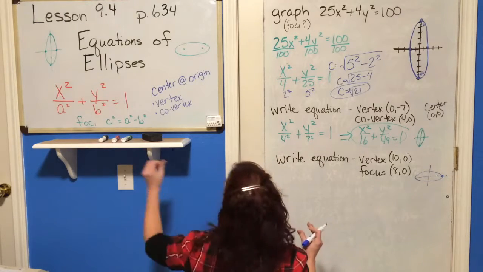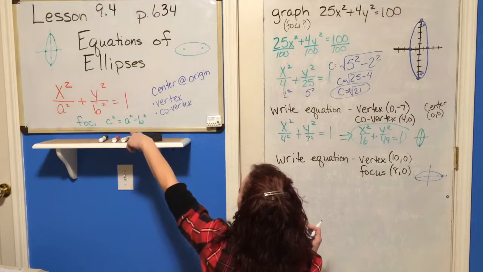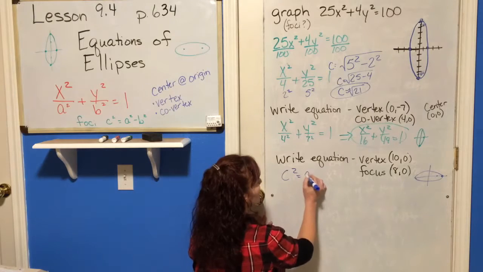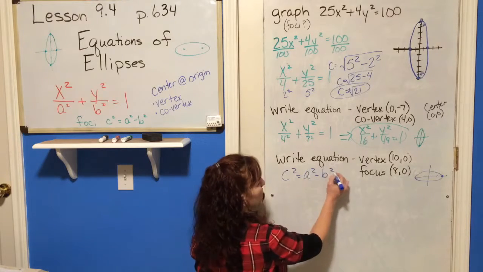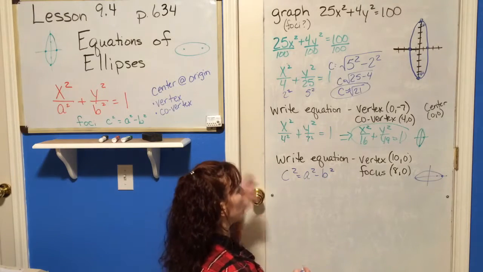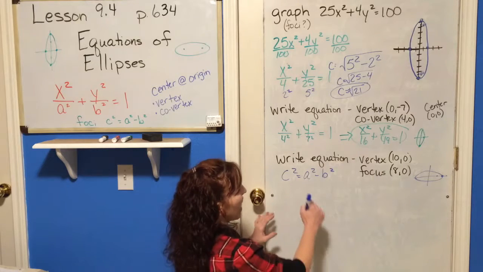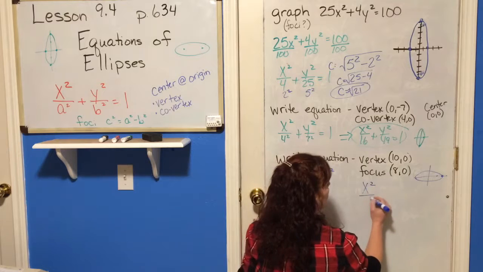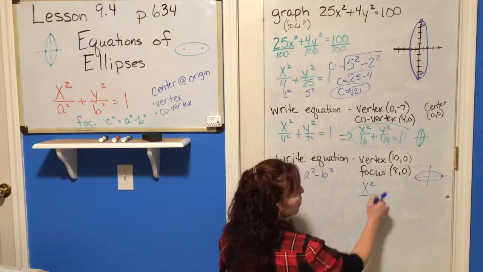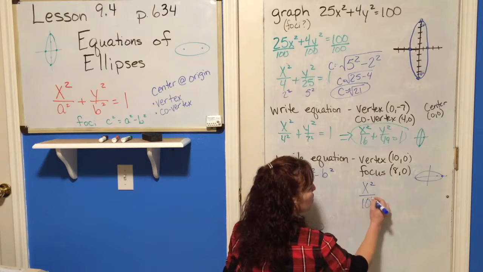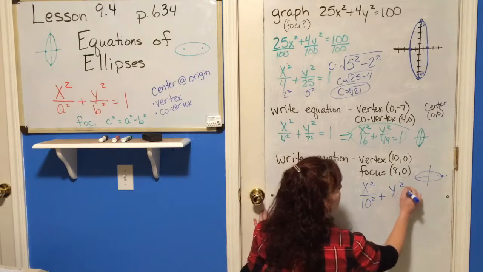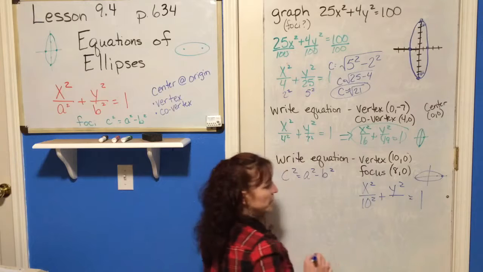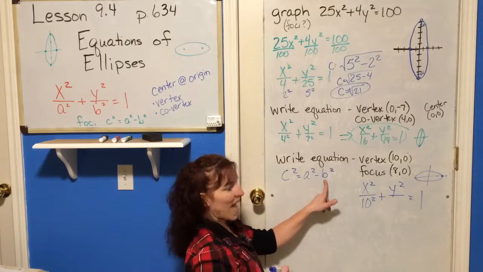And if you'll remember, to find the focus, c squared equals a squared minus b squared. And we need the b because we have x squared over, this is our x, so 10 squared plus y squared over, we need the b, and that is just going to equal 1.